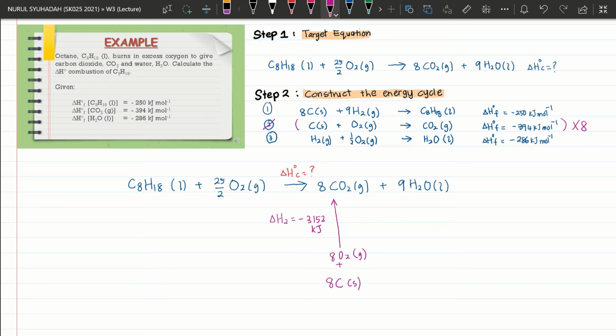Now the next one. Since we don't want to do octane first, let's proceed with H2O. Which equation has H2O? The third equation, where hydrogen plus oxygen produce H2O. How many H2Os do we need? We need 9. The one that we have in equation 3 is only 1. So times everything here by 9. Okay, so draw your arrow.